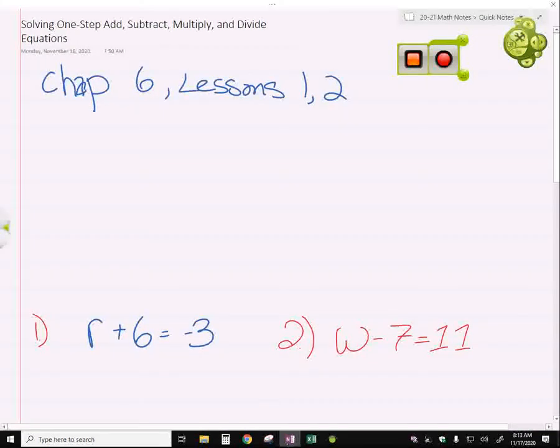Okay, so this is combining lesson 1 and lesson 2 of chapter 6. The reason for it is these are an easy concept to consider, and they go pretty quick. I'll say this again later, but because something is easy, or you might consider it easy, it's easy to make mistakes. All right? So for chapter 6, lessons 1 and 2, we are solving one-step adding, subtracting, multiplication, and division equations.